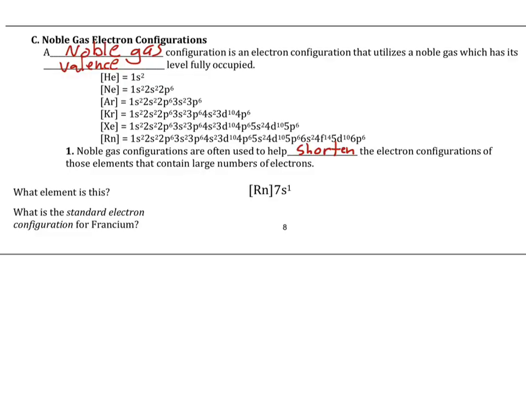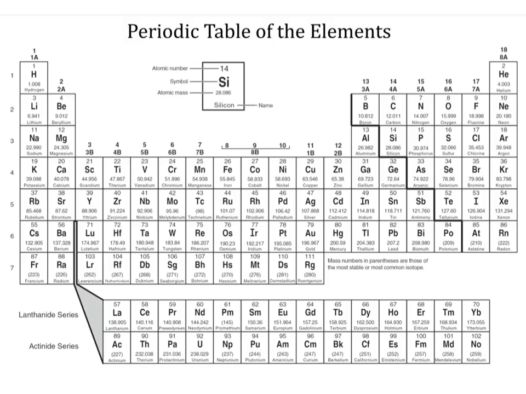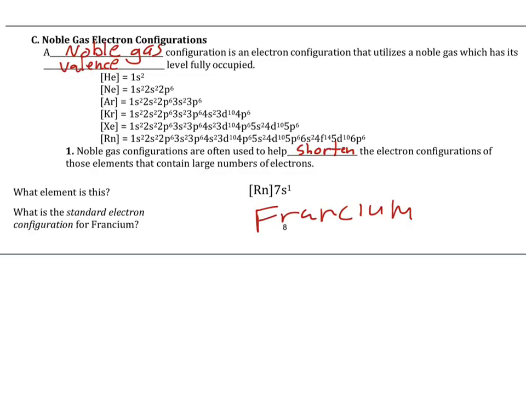This is asking what element this is, and it's actually really easy. Again, we're going to use the short method where we look at this last part, the 7s1. If you look at the periodic table, where is 7s1? Here's 7, here's 7s, and it's 7s1. And so this happens to be francium.